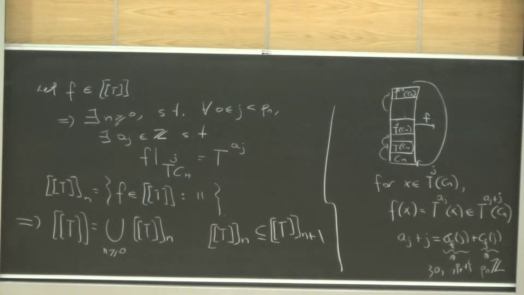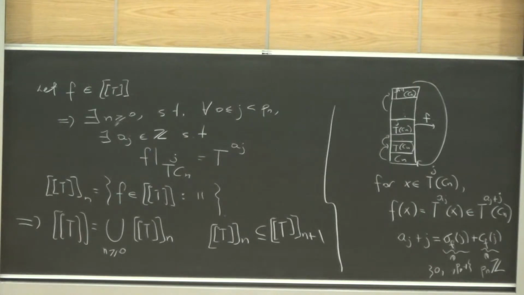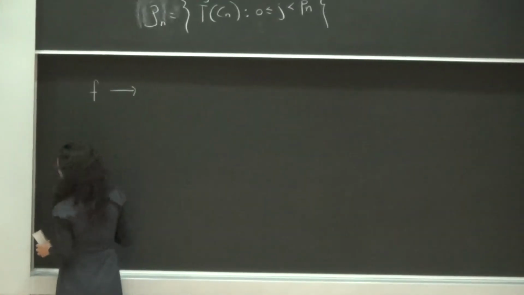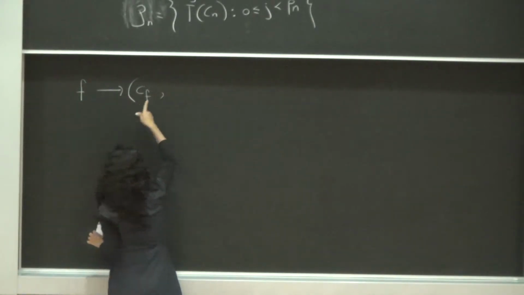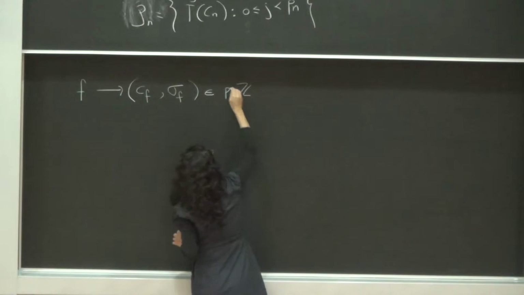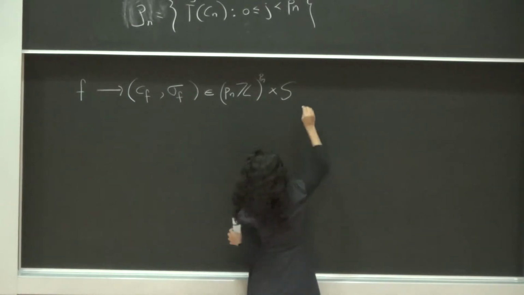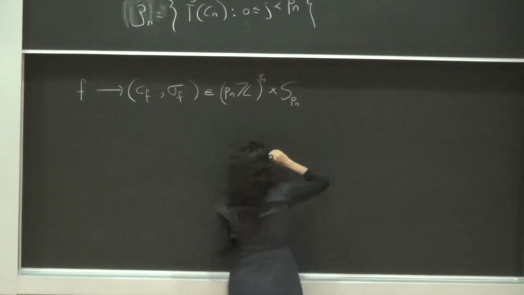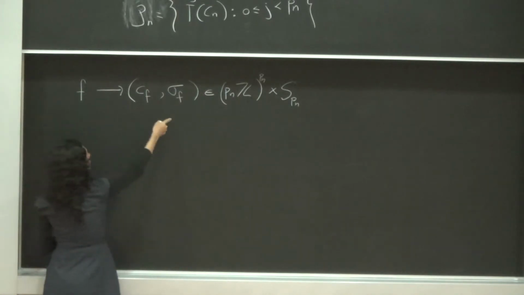So we have that if we take f, we can identify f with something which is a pair, I write this like this, in (Z/PnZ)^Pn, product with the permutations of Pn elements. If we know these two things, we know f.